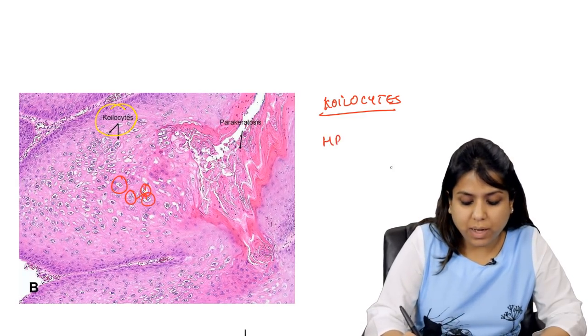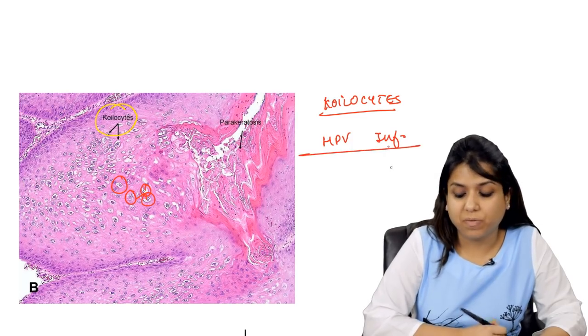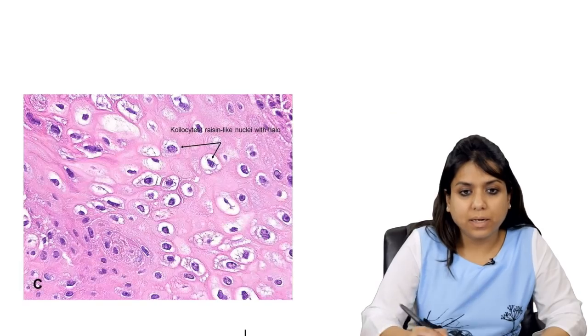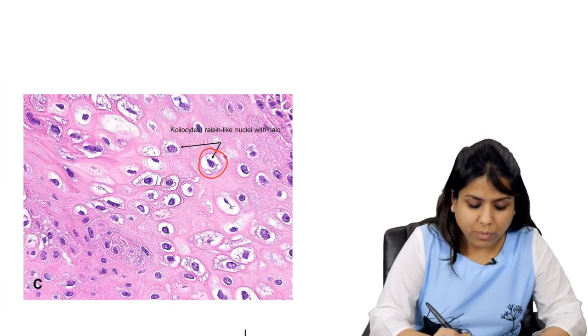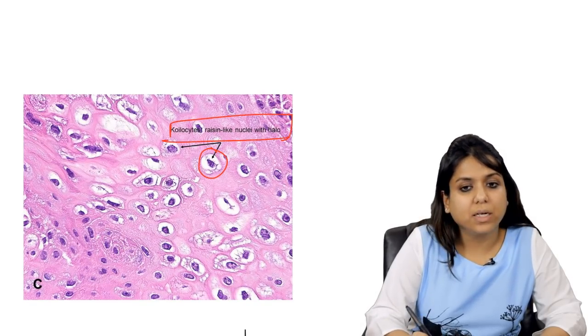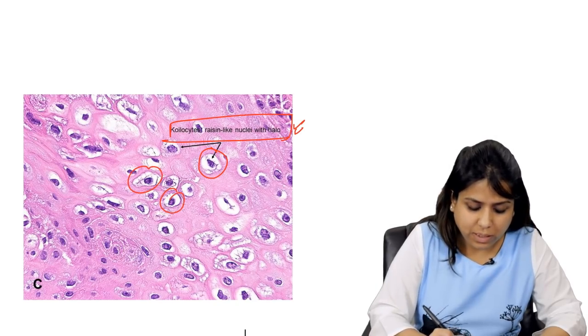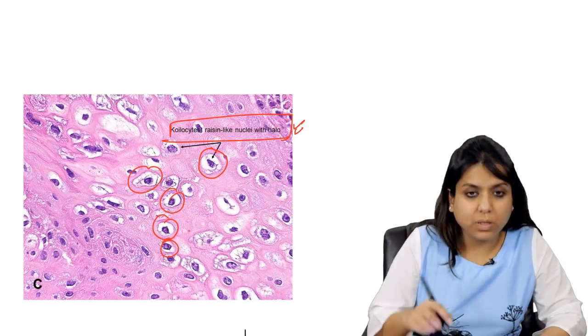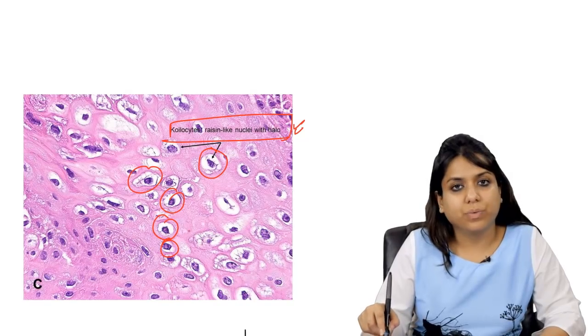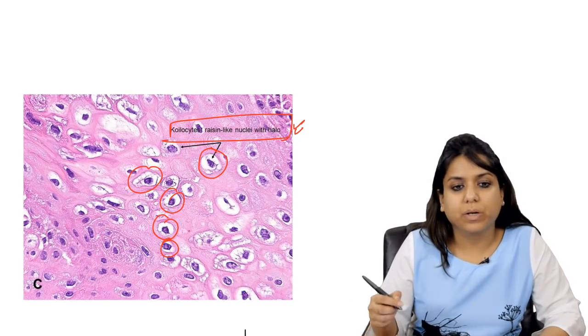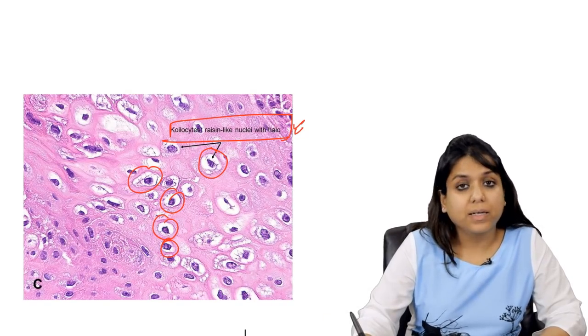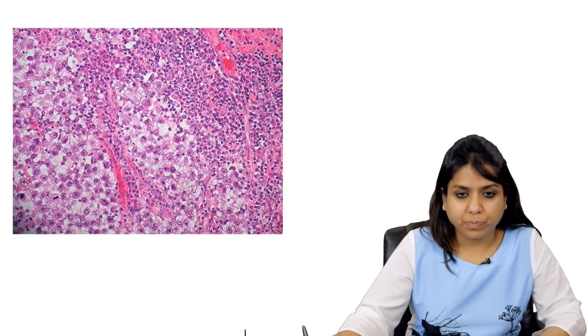And coilocytes are a characteristic feature of human papilloma virus infection, HPV infection. In this slide, I can also see cells which are coilocytes. They have a raisin-like nucleus with a perinuclear halo. In all these cells, there is a central raisin-like nucleus with an empty space around, that is a perinuclear halo, right? A characteristic feature of HPV.